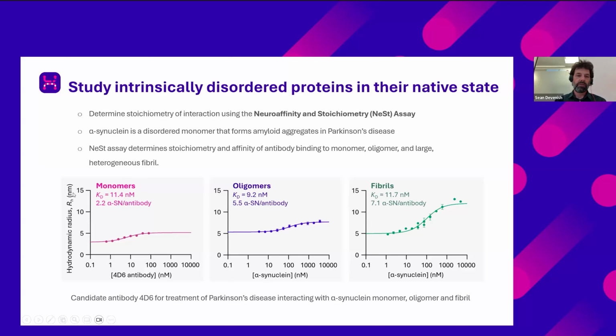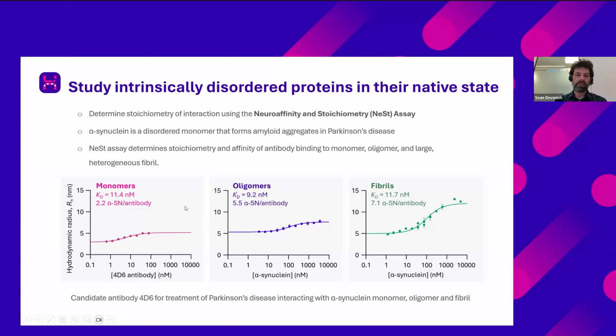And so what we've done here is we've measured the affinity of an antibody called 4D6 for these 3 separate species. And so what we see, as we look across the transition from monomers to oligomers to fibrils, is no appreciable change in the affinity of that interaction. So it's consistently around 10 nanomolar. So this tells us the epitope is not really changing in its structure as we're forming these species.